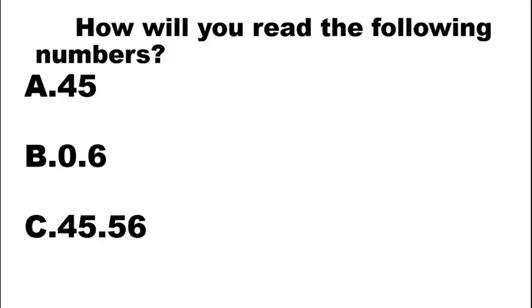As you can see here, we have a lot of numbers. How do we read the following numbers? Let's start with letter A. We read it as 45. We all know 45 is a whole number. So we have 40 plus 5, 45.